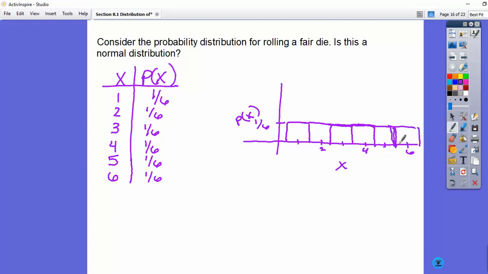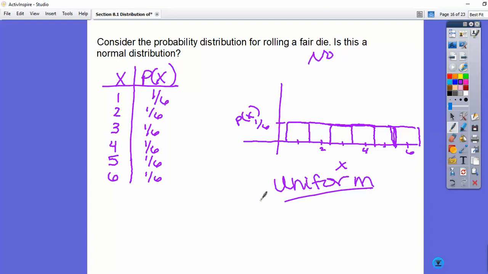So what is the name for this probability distribution? What do we call those? Uniform density function. This is a uniform distribution. So it is not normal.